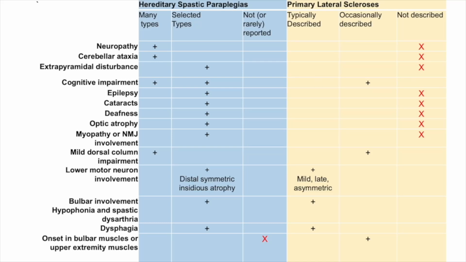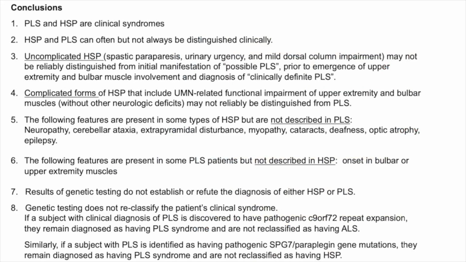What about ataxia? Ataxia is not part of the PLS spectrum. It's not always part of HSP, but it's part, and so forth. So if we find these other complicating features, then it's not PLS. But these are not hard and fast because they're not present in every person with HSP. Now, last slide. These are clinical syndromes. They can sometimes be distinguished clinically if the complicating features in HSP are present, ataxia, neuropathy, and so forth.